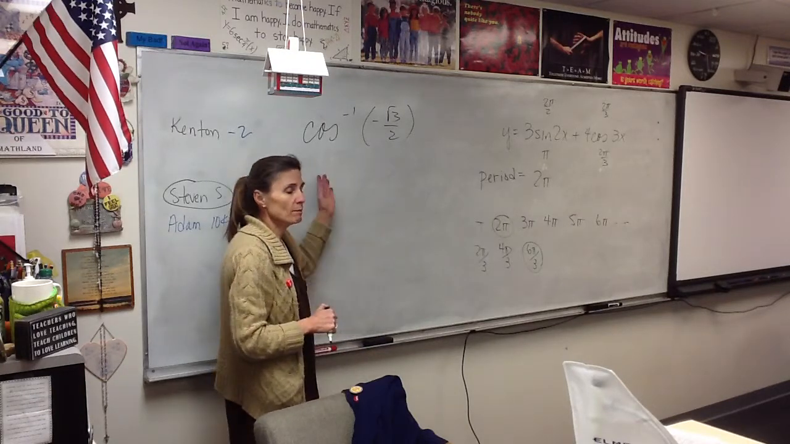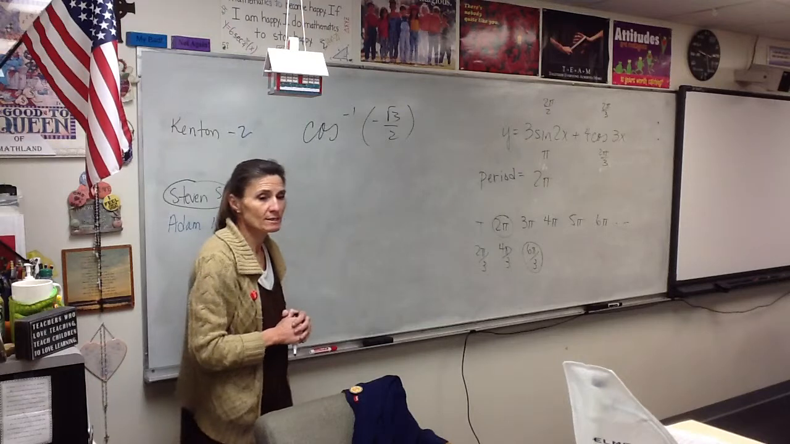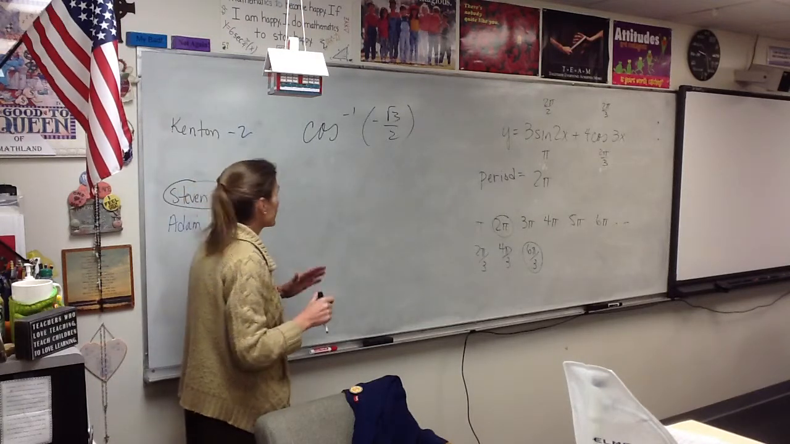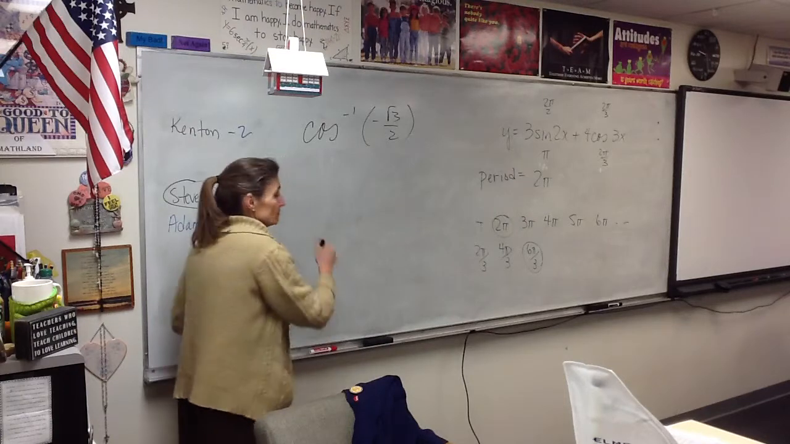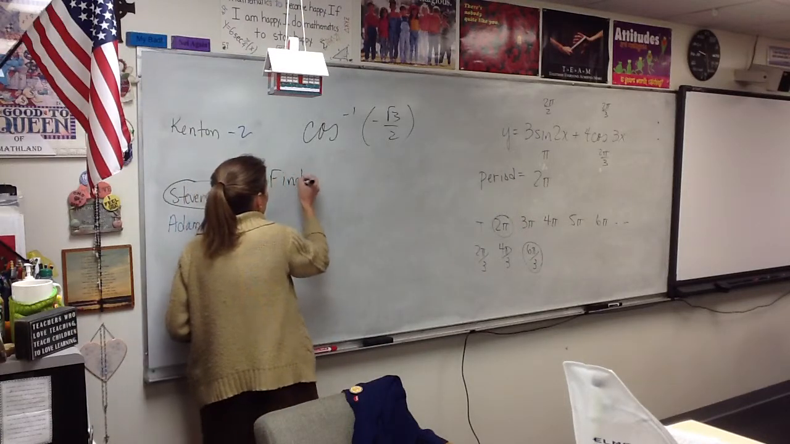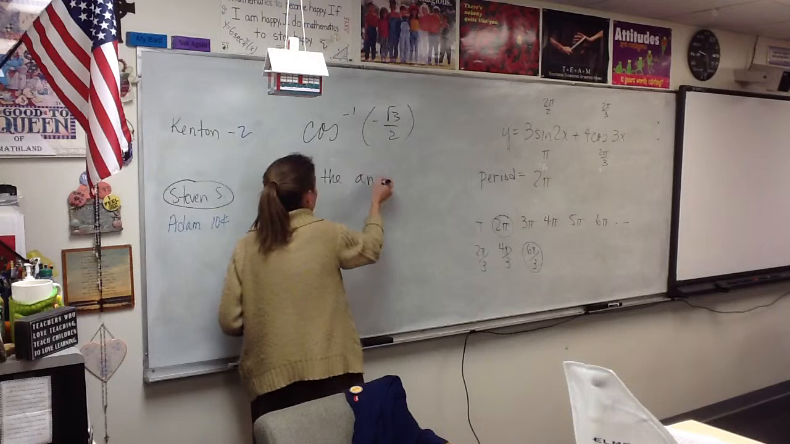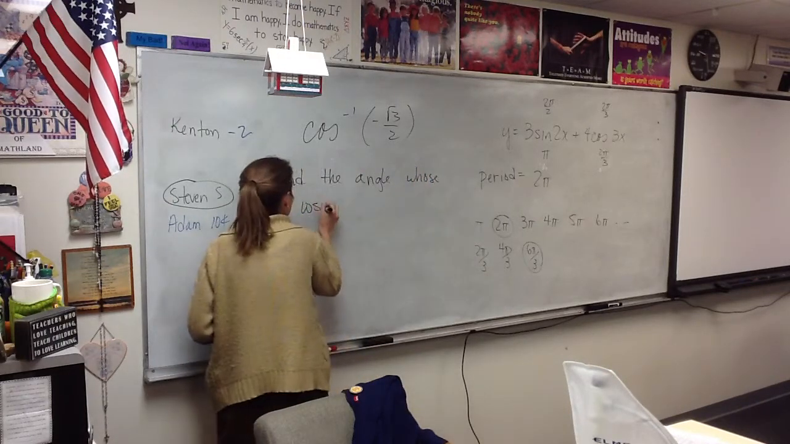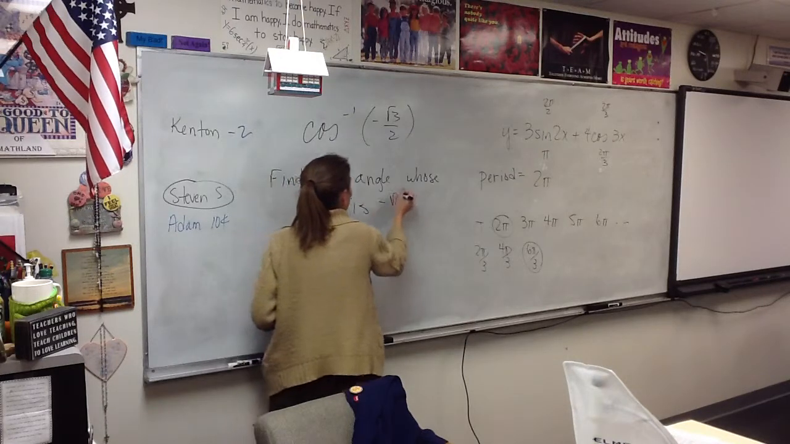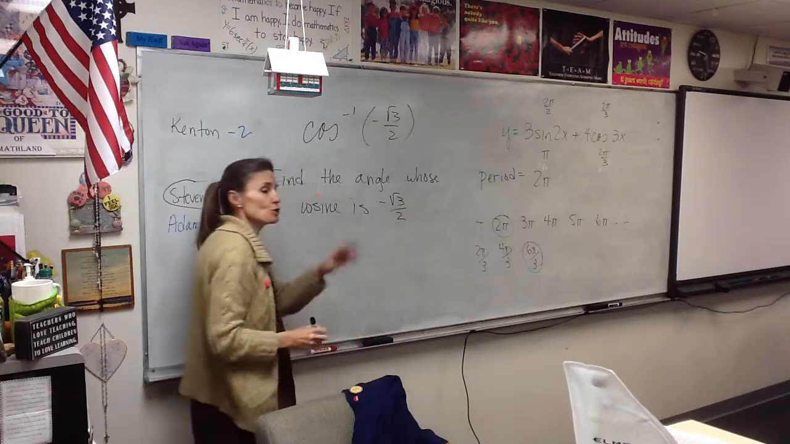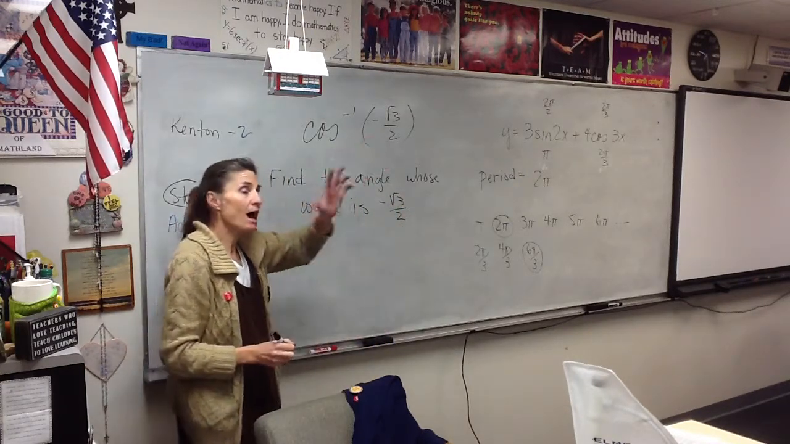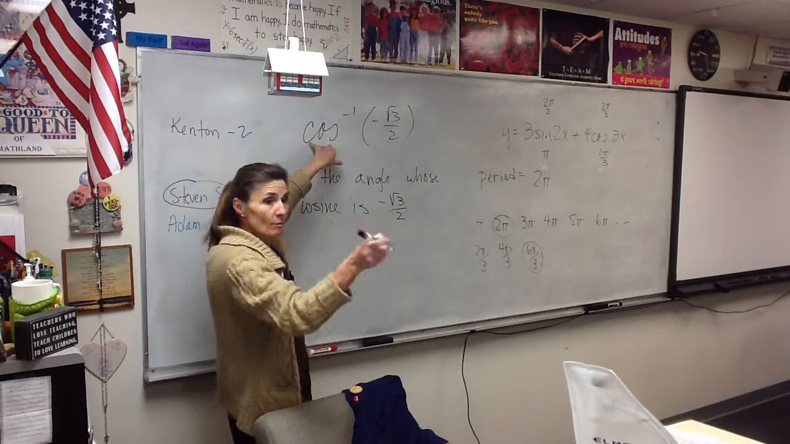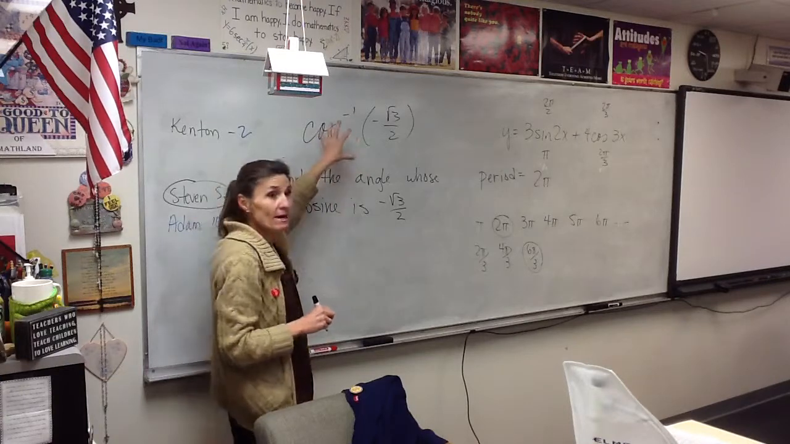Okay, what does this problem say? This is on tomorrow's quiz. What does it say? Find the angle whose cosine is negative root 3 over 2. We've talked about this a lot. When do you press this button on your calculator? When you're trying to find an angle. So what am I trying to find here?